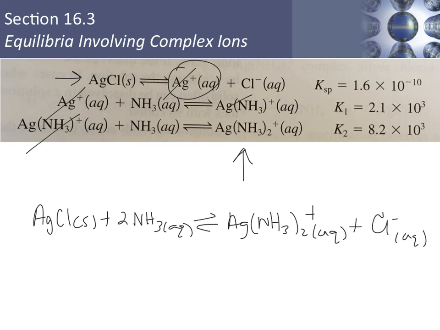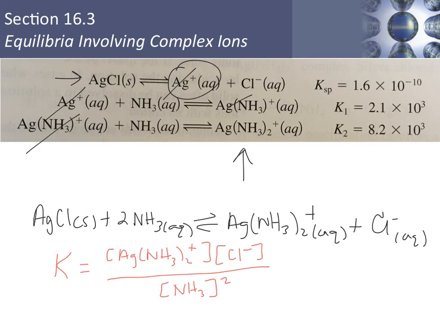And if you needed an equilibrium constant for this overall reaction, we would take the product of the three equilibrium constants that are given there. If we know the equilibrium constant, we can then solve for the solubility of silver chloride using the equilibrium expression. And we would find that our solubility is greater in this basic solution with ammonia than silver chloride alone, just in water.